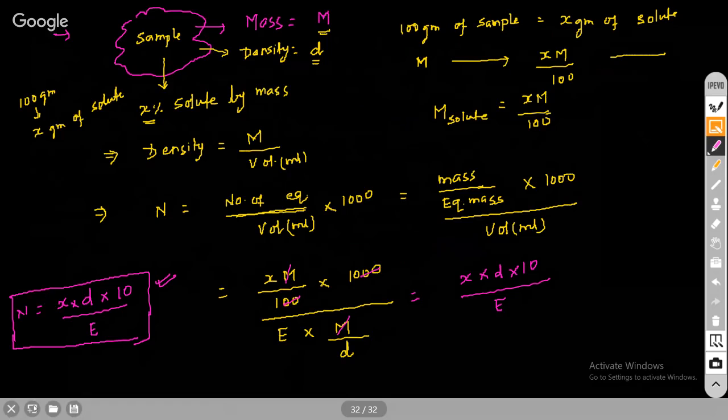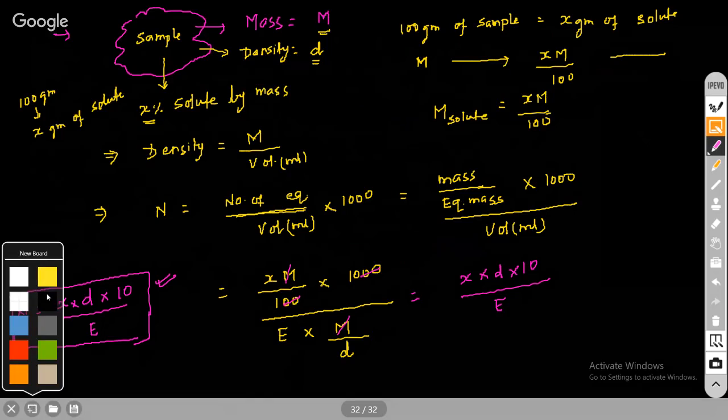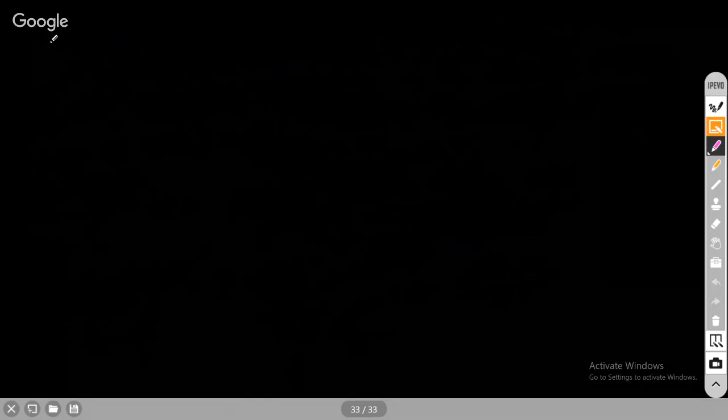Next one you see. Now the very important relation we have here, the relation between normality and molarity.